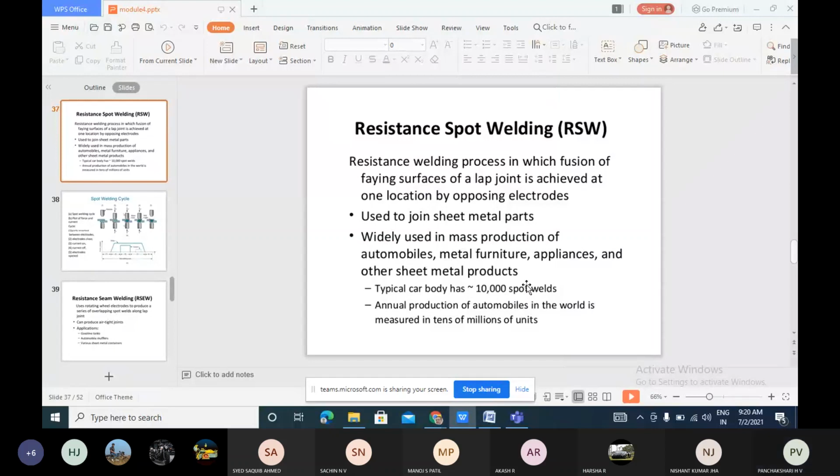The sheets we are seeing, all those sheets are spot welded. Okay, so annual production of automobiles in the world is measured in tens of millions of units. So spot welding is generally suitable for welding sheet metal of less thickness, which may be automobile or furniture, or wherever it is applicable. So spot welding is used.